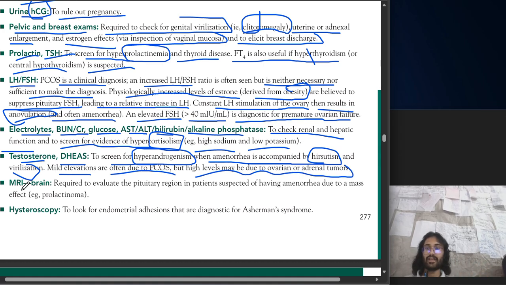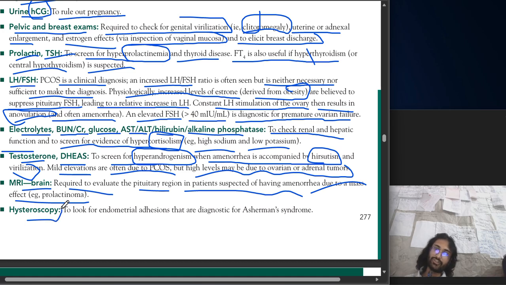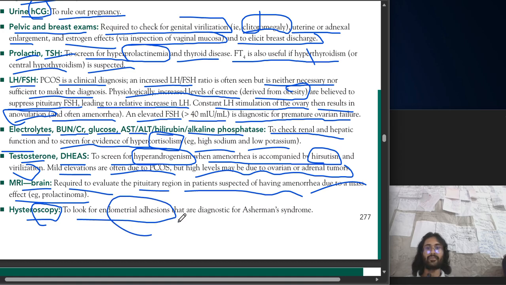MRI of brain to check the pituitary. We need to do the MRI because in MRI, soft tissues are seen very properly. It is required to evaluate the pituitary region in patients suspected to have amenorrhea due to a mass effect, prolactinoma. Hysteroscopy. We introduce a scope through the vagina, and we look at the whole uterus, to look for the endometrial adhesions, which is diagnostic for Asherman's syndrome. We need to do hysteroscopy.